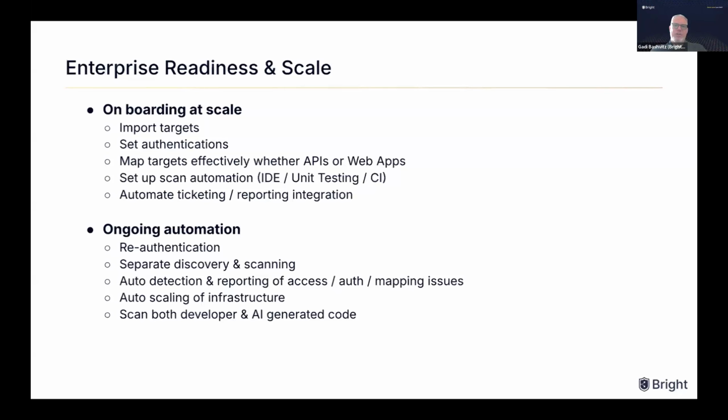And very important and top of mind these days: how do you scan developer-generated code, but also AI-generated code? More and more organizations are starting to leverage tools like GitHub Copilot and generate code with AI. You need to make sure that code is addressed in a similar manner to developer-generated code, but it has many different permutations and many different needs, and that means you have to be able to accommodate both. So when we look at scale, both the onboarding piece and the ongoing piece have to be addressed and built into the solution to do this very effectively.